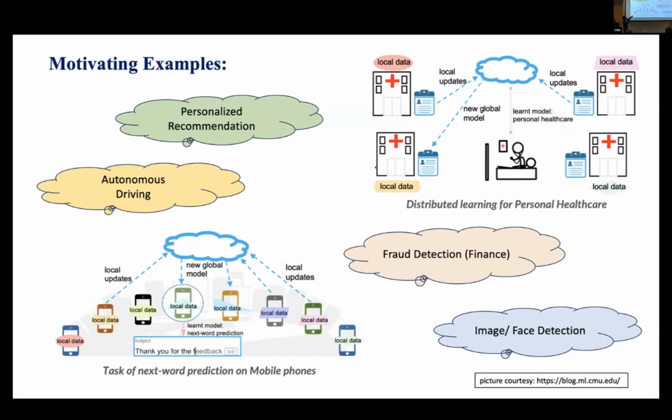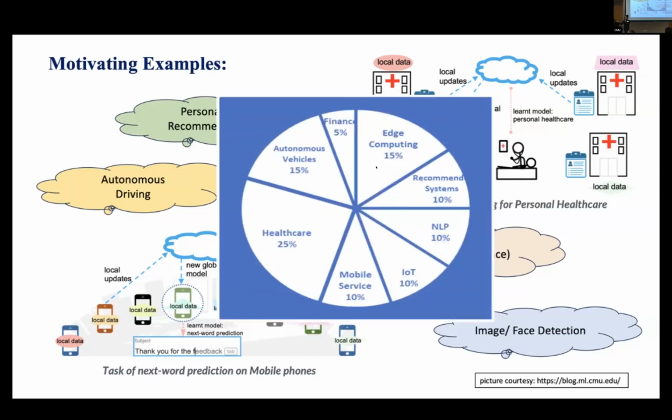Not just recommender systems, even in autonomous driving, we are trying to train a learning algorithm on a huge data set, and the data set is actually not centralized, it's distributed over some local servers. Federated learning will come. This is essentially a figure that shows approximately the usage of federated learning in different areas of application.